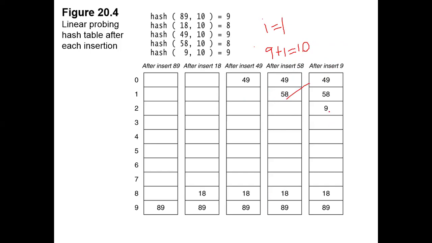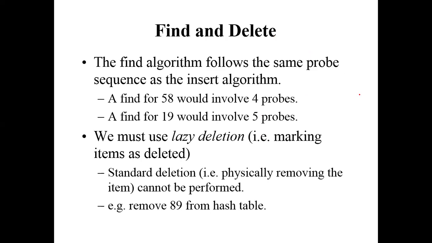Next we take 9. 9 modulus 10 is 9, but a collision occurs, so we call the probing function: 9 plus 1 is 10, and 10 modulus 10 is 0, where a collision occurs. Next we go for 11, and 11 modulus 10 again collides. Next we go for 12. 12 modulus 10 is 2, so at location 2, 9 will be added.